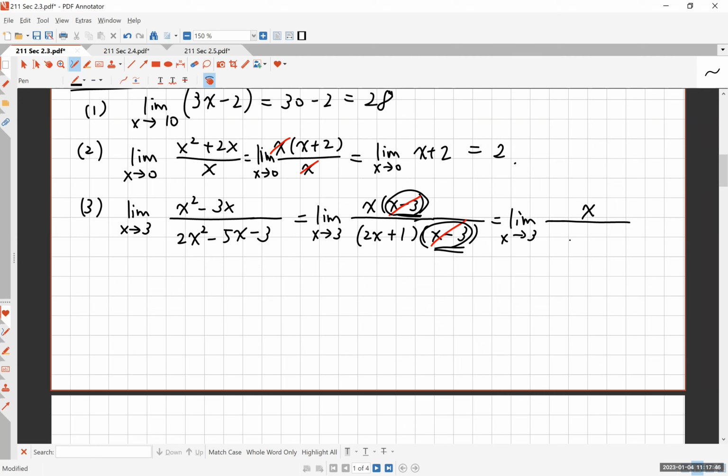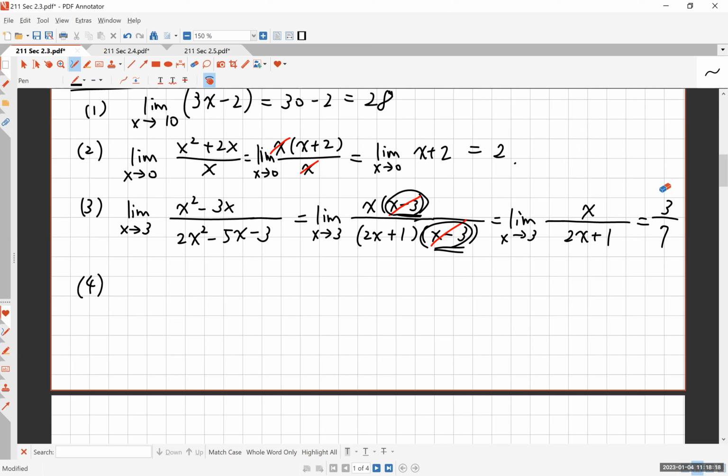All right, so then you have x on the top, 2x plus 1. Ooh, look at that now. Now you can plug in 3. So it's 3 over 6 plus 1, 7, right? And that's the answer to this question. You couldn't plug in directly, but with just a little work, you actually got the answer. By the way, you don't have to put the LIM right here, because now this is the answer. The limit is precisely equal to 3 over 7.